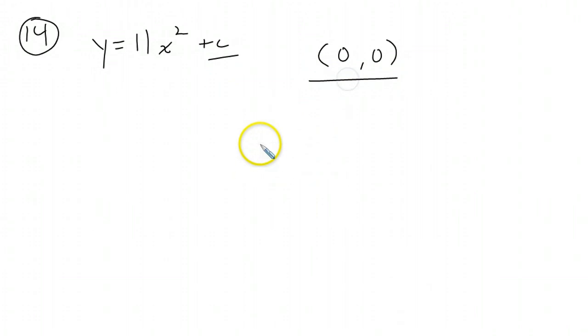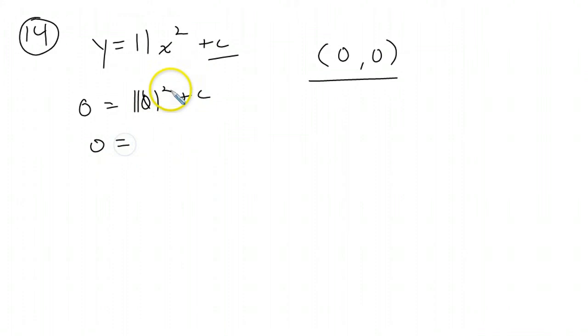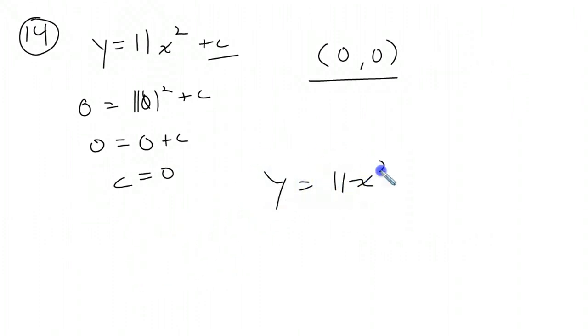But if we know that it has to cross through 0, 0, well then that has to be a solution to my equation. So if y is 0 and x is 0, then I just have plus c. So 0 equals 0 squared is 0 times 11 is 0, so 0 plus c. So then c has to be 0, which is answer C. So my equation would just look like 11x squared plus 0, so I don't have to put anything.